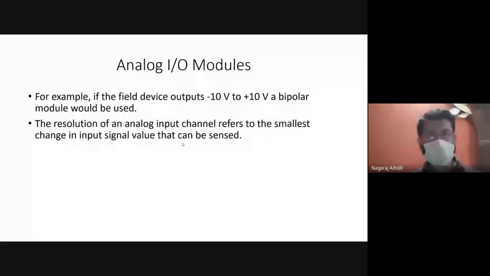Then last one was the definition of resolution. The resolution of the analog input channel is the smallest change in the input signal that can be detected by the module. Such smallest change is called the resolution of that channel.